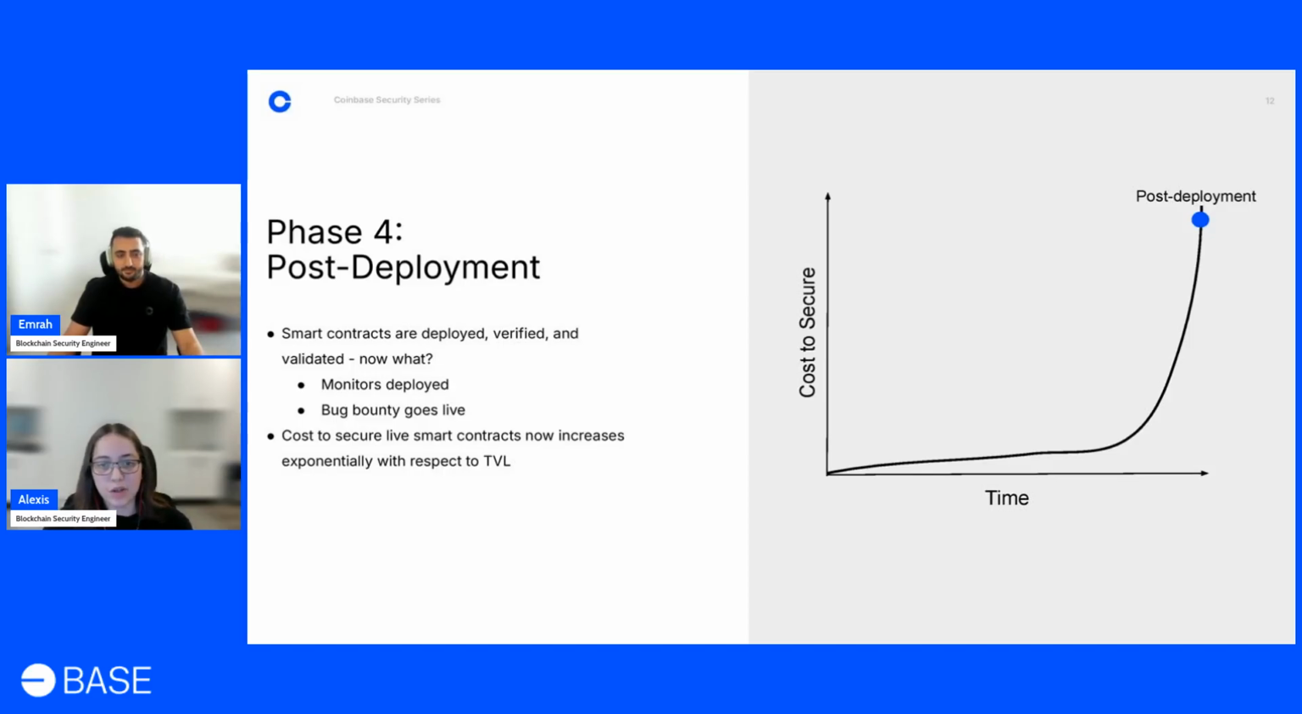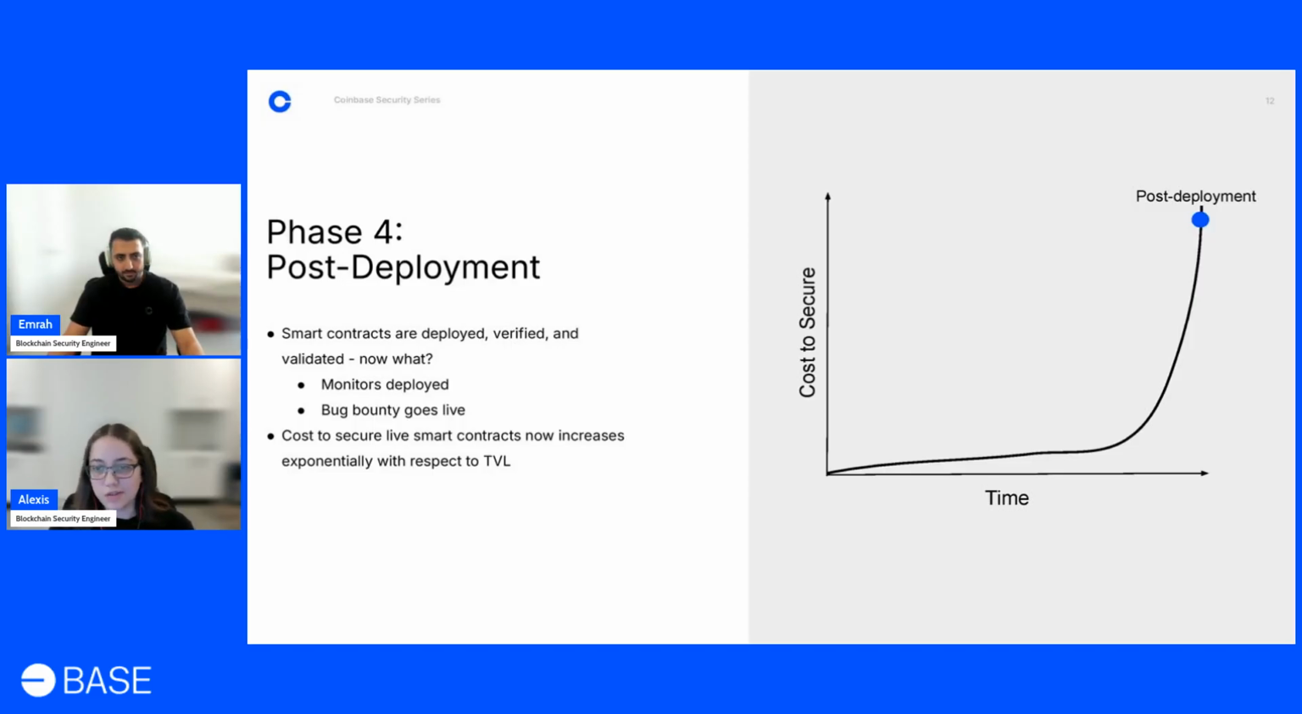So you need to have monitoring in place to make sure that you have insight into your smart contracts and alerting if anything is happening that shouldn't be. You should also set up a bug bounty program so that way you incentivize researchers to find and report issues before you get hacked. And this is where it gets especially costly.